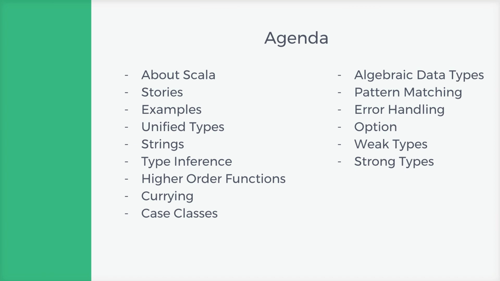In this presentation, we are going to talk about Scala, some stories from companies using Scala, some examples of Scala code, and what you can do. We are going to talk about the unified type system in Scala, strings, type inference, higher order functions, currying, case classes, algebraic data types, pattern matching, error handling, the option type in Scala, and last we are going to cover a little bit about weak types and strong types, which is a way for detecting more errors at compile time instead of failing at runtime with exceptions.